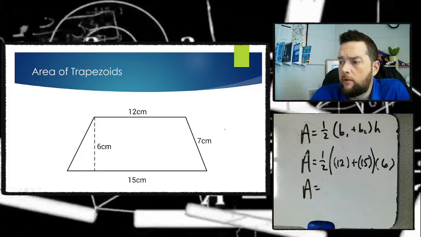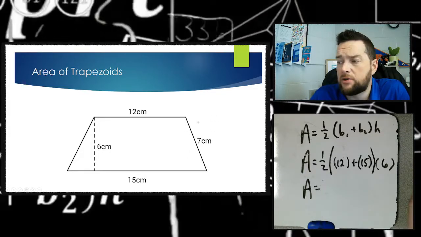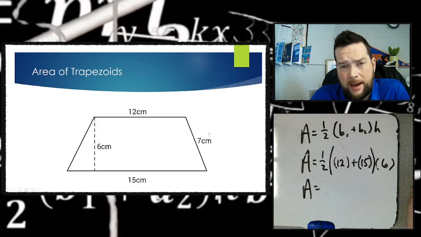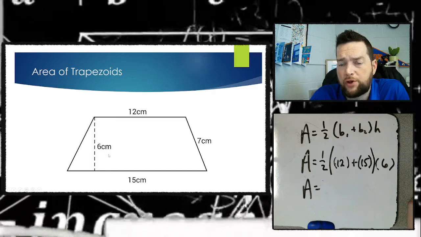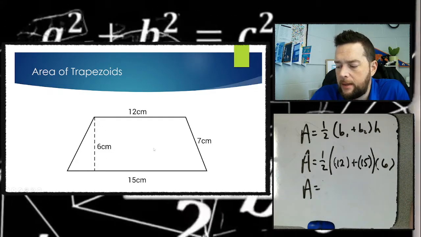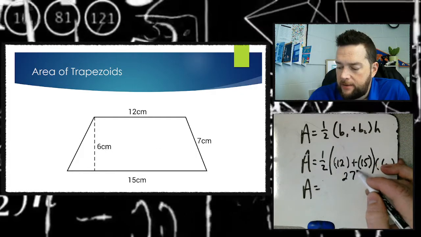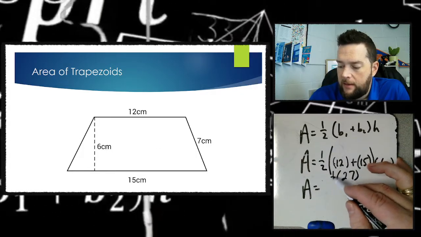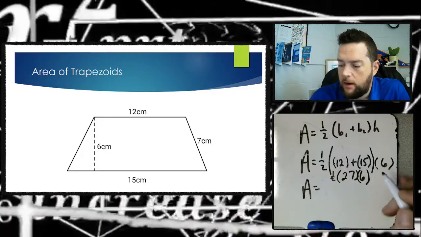This other number over here is called a slant, and it's a distractor. Test makers love to put that on there just to try to distract you, to ensure that you know for sure which number you need to use. 12 plus 15 is 27. I can go ahead and simplify that, and then I have 1/2 times 27 times 6.